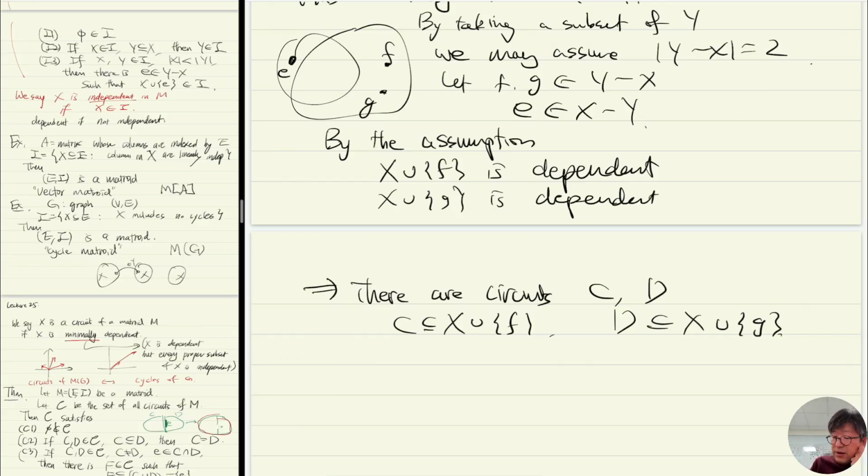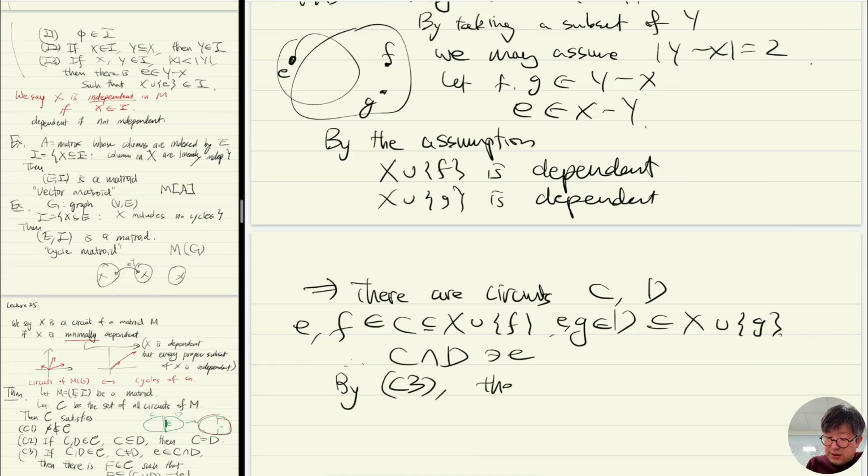And C is not a subset of X, so C must contain F, and D must contain G. Right? And E must be contained in both of them. Why? Because if C doesn't contain E, then C is a subset of Y. But Y is independent, so there's no circuit. So C intersection D contains E. So by C3, there is a circuit F, a subset of C union D minus E.